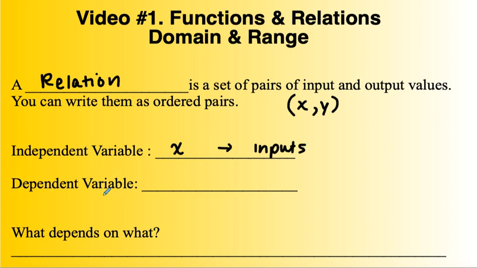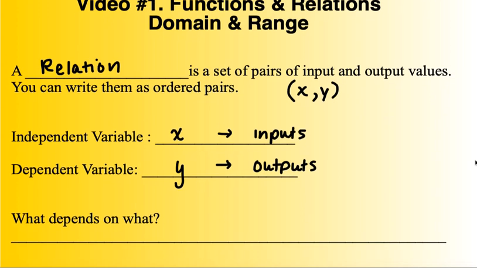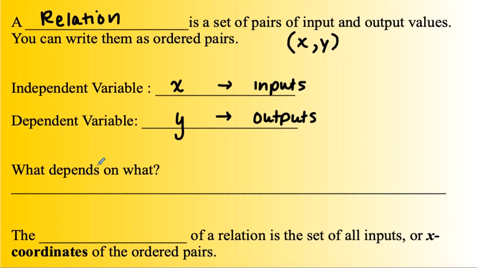And the dependent variable is what comes out when you plug in that input. And we've been spending time doing that by making tables of values. So our dependent variable is y, and it's our outputs. Now, we have been talking about how sometimes we look at things symbolically, graphically, and if you're unsure, I always want you to ask yourself in a real life example, what depends on what? Why do I ask myself that question? Well, that question can help me decide what the independent or the dependent variable is, because y always depends on x.